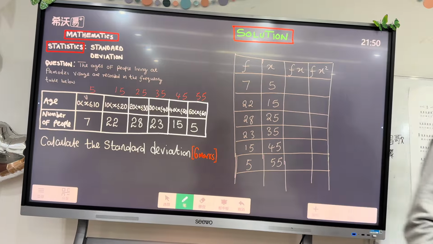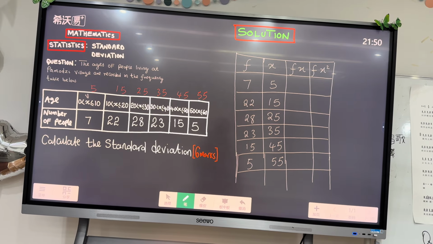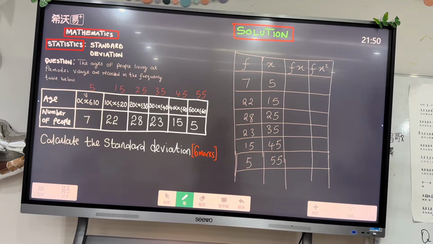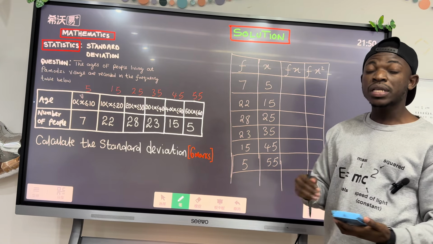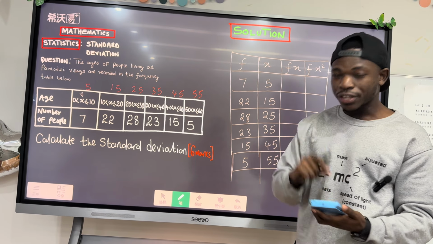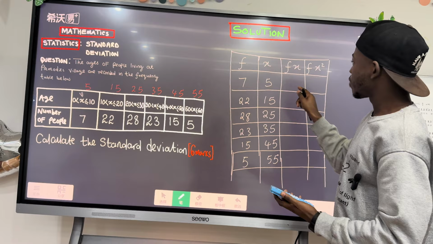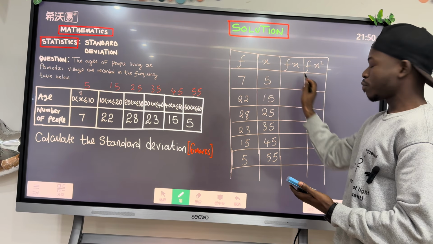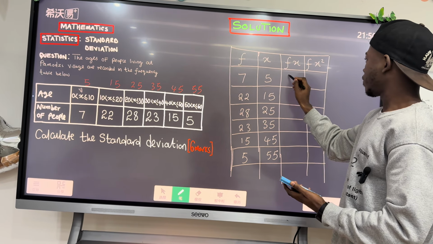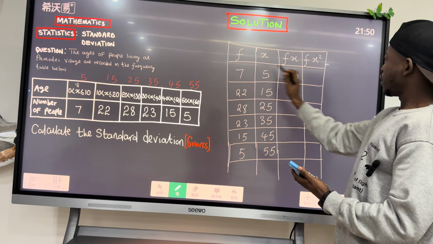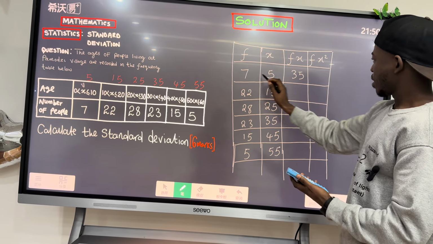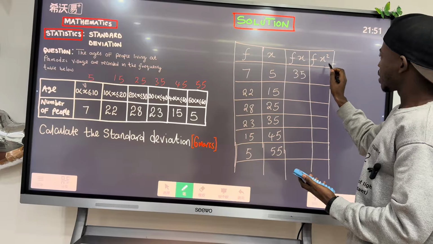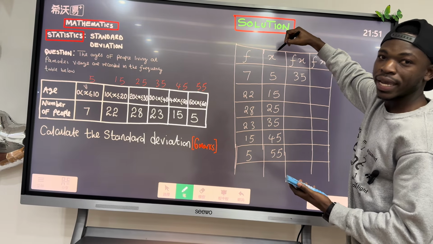Let me just grab my calculator. Okay, so we now need to use our calculator. This is mathematics paper 2. Calculators are allowed. So we need to find fx. We start multiplying. You can see fx here means you get f and x you multiply. So 7 times 5, 35. We can even finish up throughout like that. So that is fx.